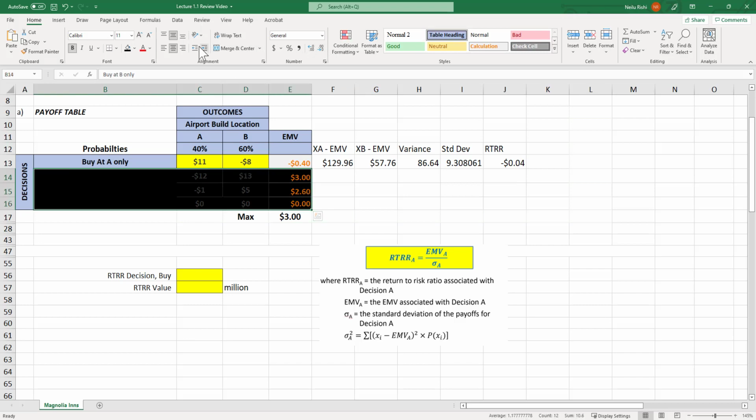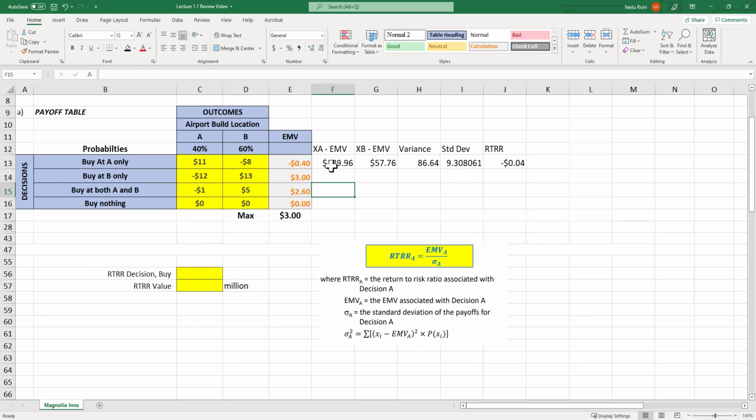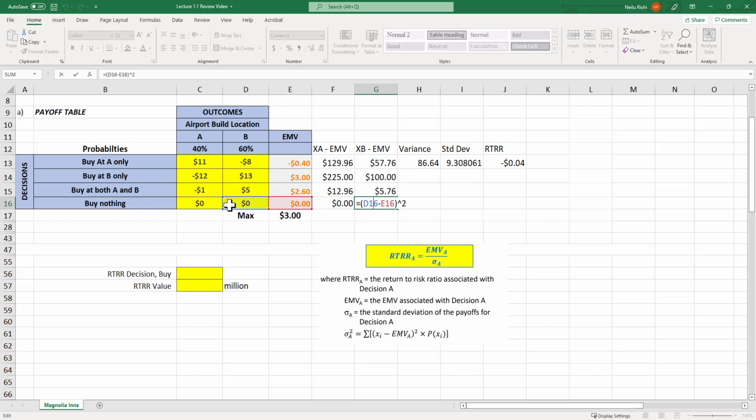So I would go through them one by one, which let's see if I can actually do that by just dragging things down. So let's first check our x A minus EMV. So for the decision to buy at B, this should be the -12 minus 3. And indeed, we have that. All the way down, we can see that that is the case. So that works for these. Double check that as well. We got the x B minus the EMV for the decision of buying nothing.